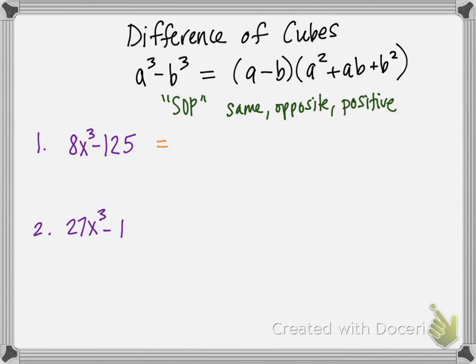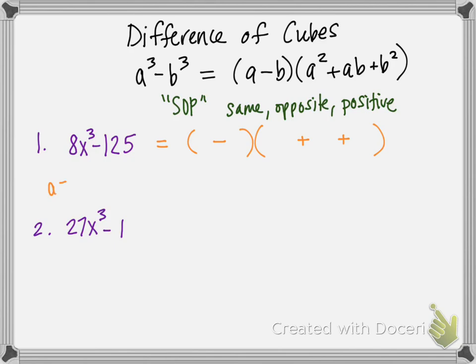So I'm going to set up my double parentheses. Two terms will go in the first parenthesis, three terms in the second. Setting up the signs, it follows the same sign as the original, so a minus sign, then the opposite sign, so that would be a plus sign, and lastly positive. Now I need to find a and b.